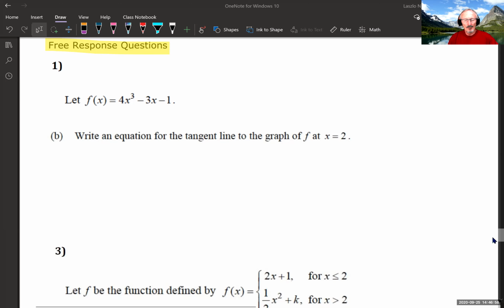We have a couple of free response questions that address some common issues that we're faced with during the AP test. For instance, problem number 1, part B. F of x is defined, an algebraic function, and we are asked to write an equation for the tangent line to the graph of f at x equals 2.